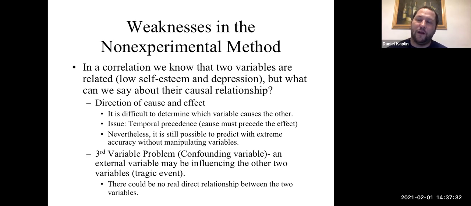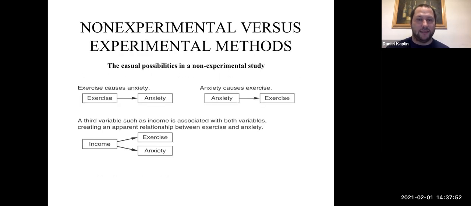And this third variable problem, also known as confounding variables, you can't get rid of in non-experimental methods. You don't eliminate the confounds, you don't eliminate the alternative explanation, so you're left with the third variable problem. So that's a big issue. You can't determine cause and effect.